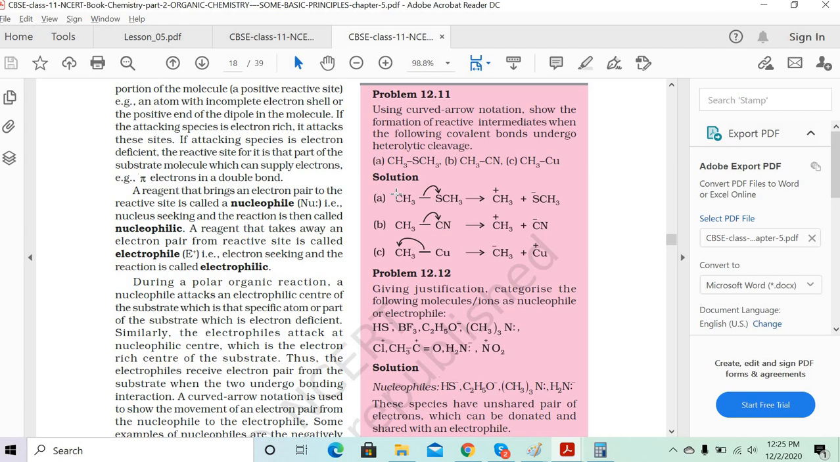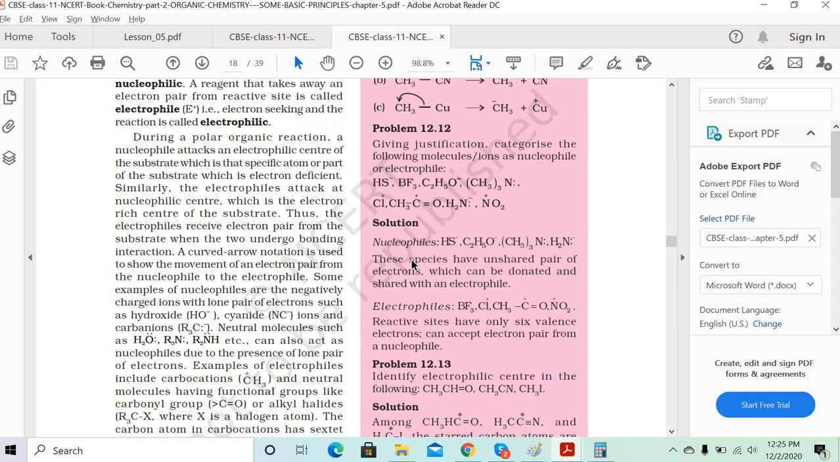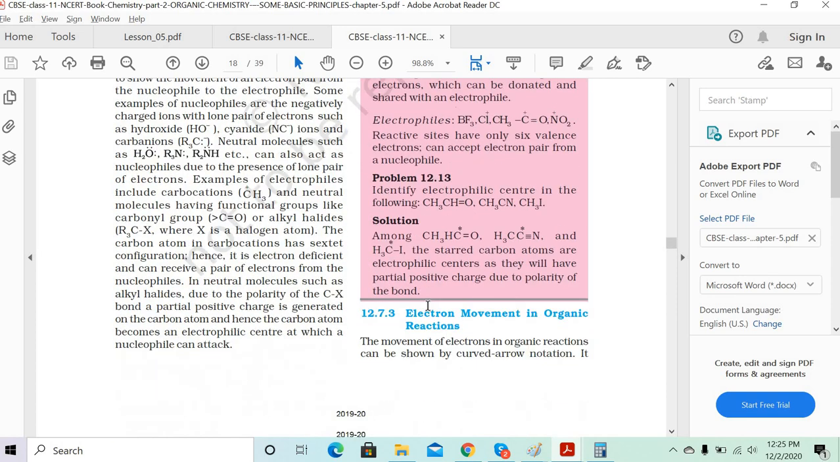We need to understand this properly, because this is the basis for your organic compounds now. All the reactions will be going through this method only. Because we need to quickly differentiate between what is the nucleophile, what is the electrophile, and then which one comes and attacks which substrate.